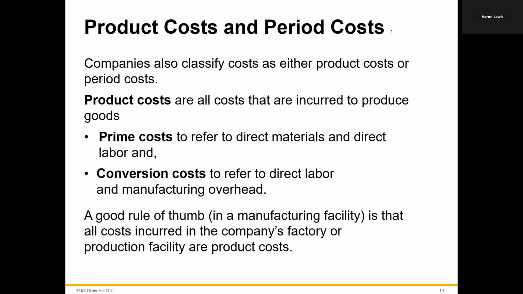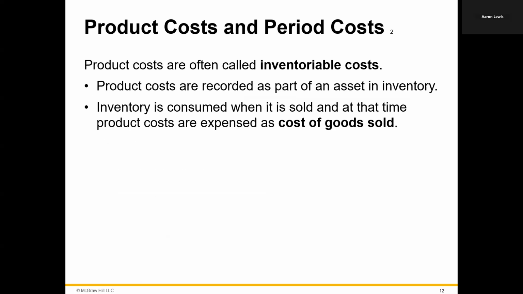So labor actually counts for both, whereas material is only a prime cost and manufacturing overhead is only a conversion cost. And a rule of thumb when you're trying to figure out if something is a product cost or not: if it happens at the manufacturing facility, 99 point whatever percent of the time, it's going to be considered a product cost. That's important because product costs don't get expensed at the time that they are incurred. I call them inventoriable costs. They have to have their costs capitalized or assigned to inventory as you're making it.